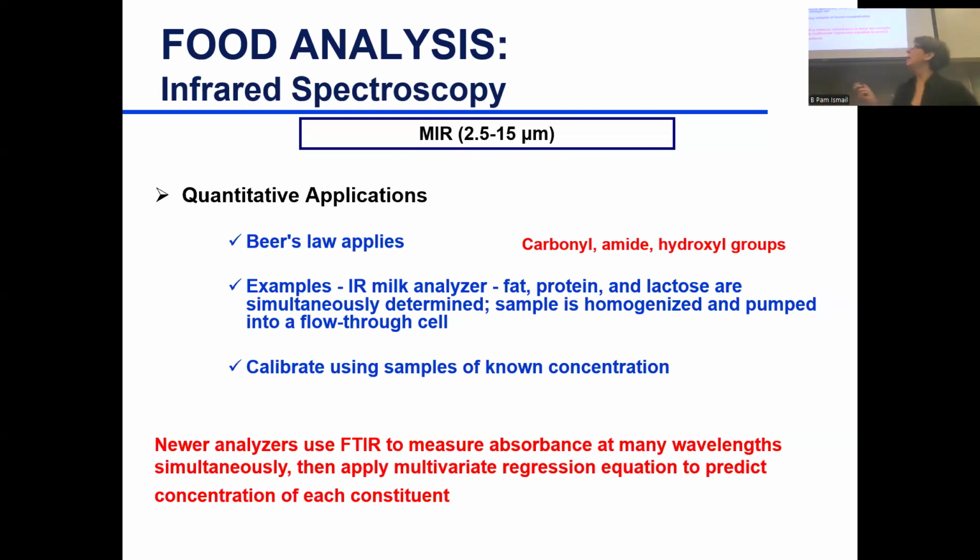They use mid-IR to determine fat, protein, and lactose in milk. For fat, they measure the vibration of carbonyl carbons. In protein, they measure the vibration of the amide groups. And in lactose, they measure the vibration of hydroxyl or OH groups. And so the IR milk analyzer is very, very common for determination of the quality of milk.